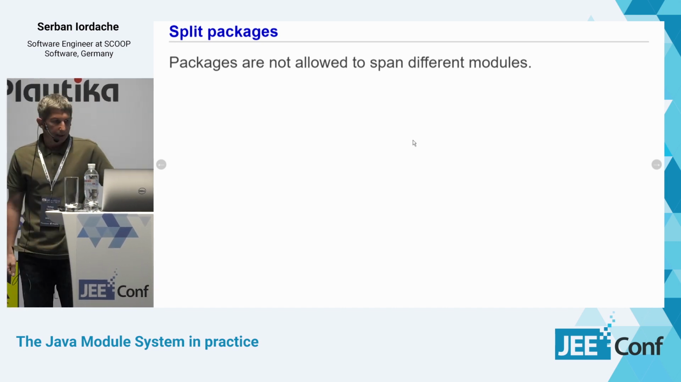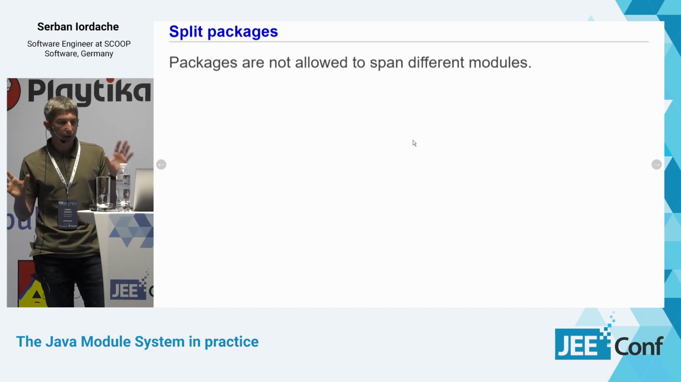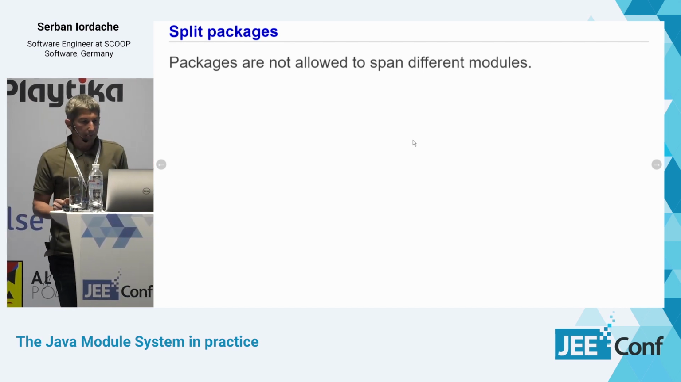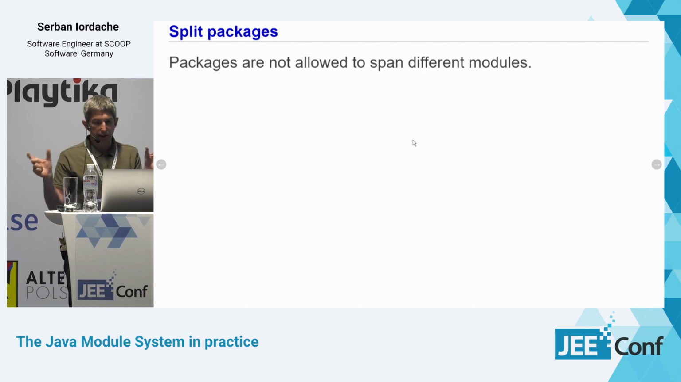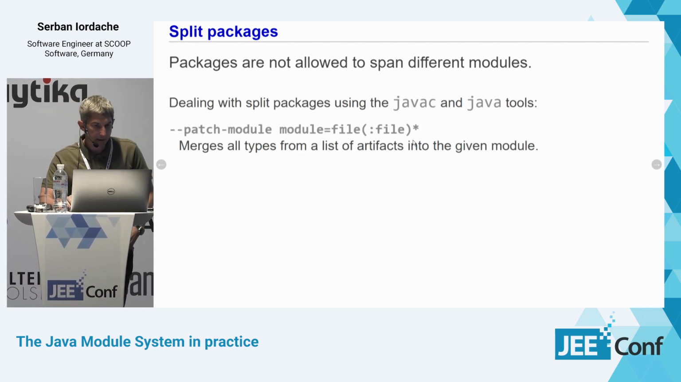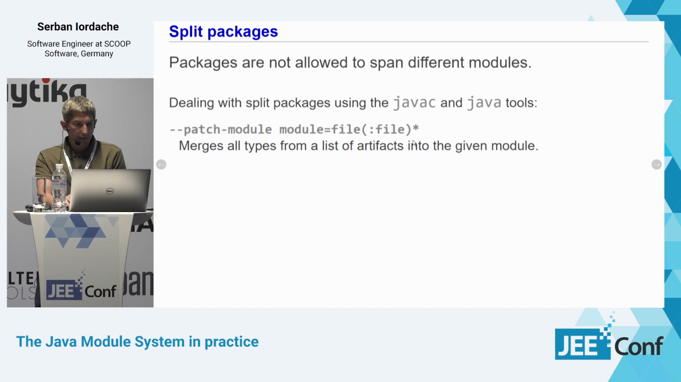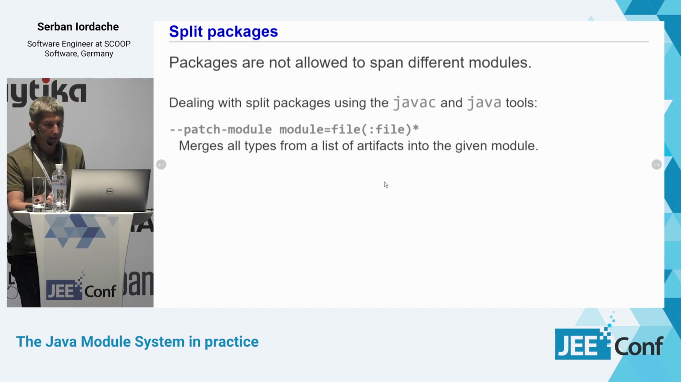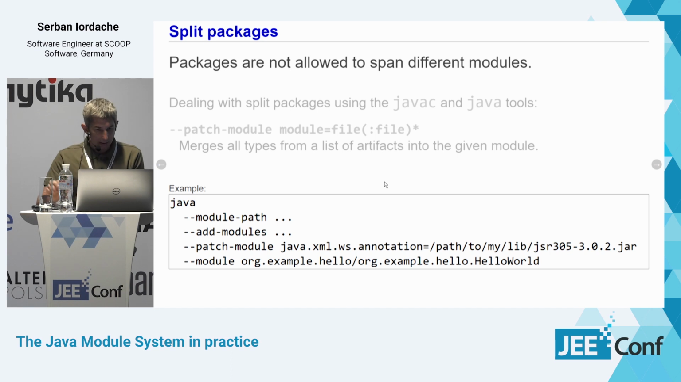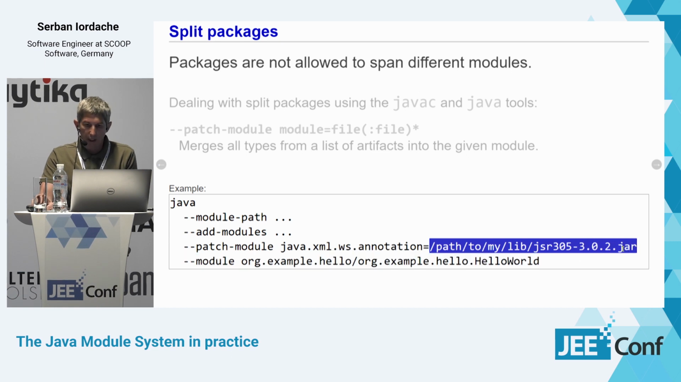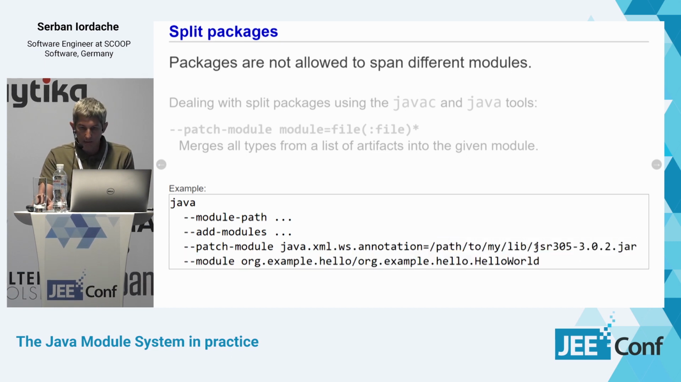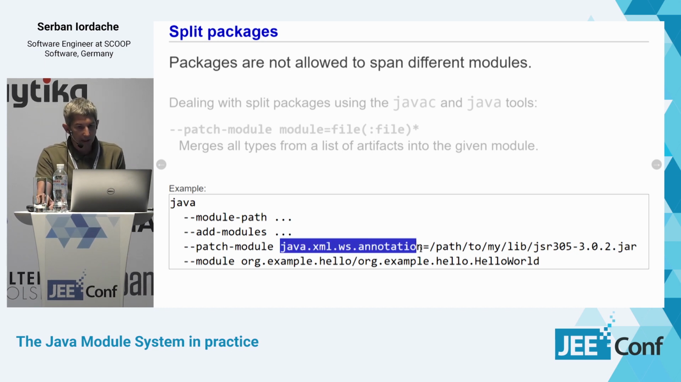Split packages. A package with the same name is not allowed to appear in 2 different modules. But sometimes we have this situation. Sometimes we have 2 artifacts containing the same package. So in this case, the Java compiler and the Java tools allow us to patch a module, which means that we can merge all classes from a list of artifacts into a given module. For example, this command will merge all classes in this JSR 305 jar into the Java XML WS annotation.